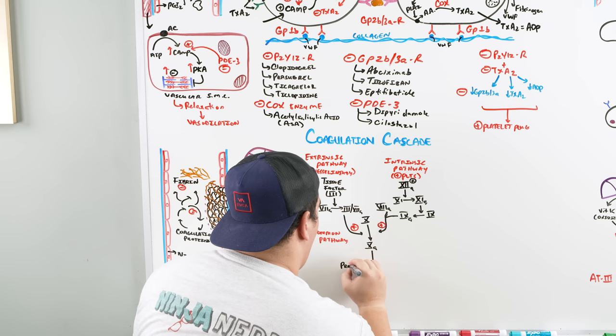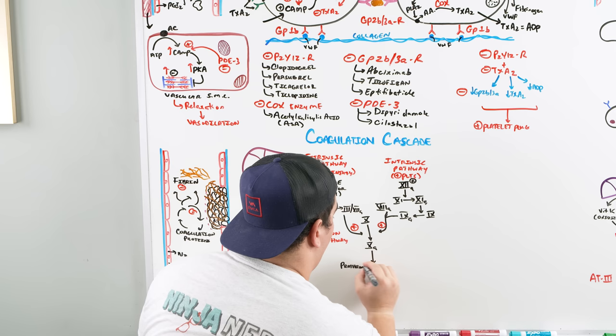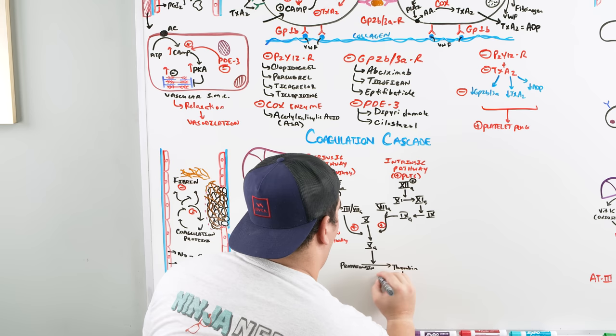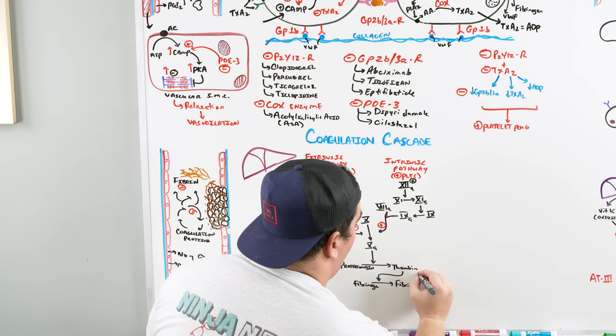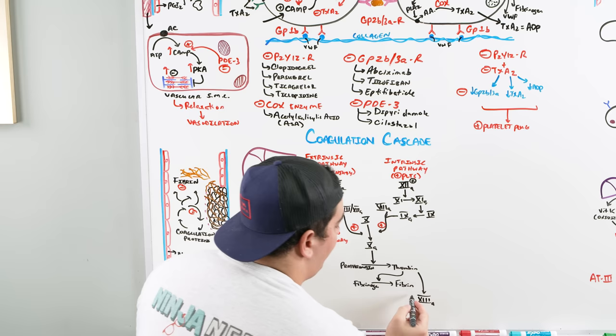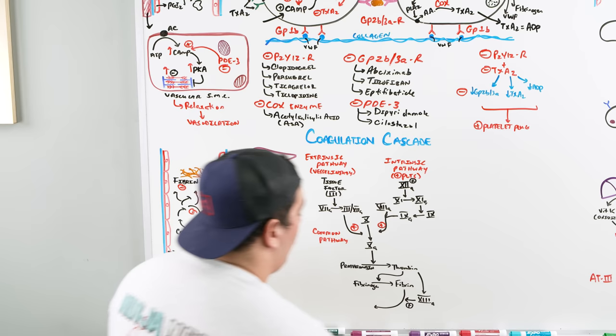And prothrombin will be converted into something called thrombin. And then thrombin will activate two particular proteins. One is called fibrinogen, and what it'll do is convert this into something called fibrin. And it'll also activate another protein called factor 13. And factor 13, when combined with fibrin, will form something called the fibrin meshwork.